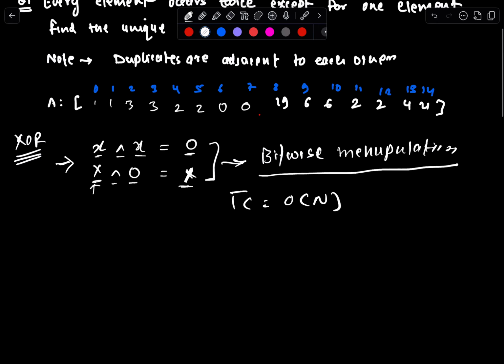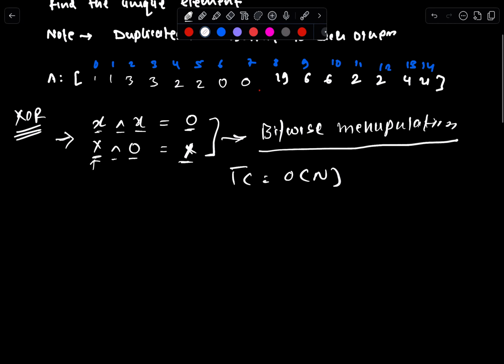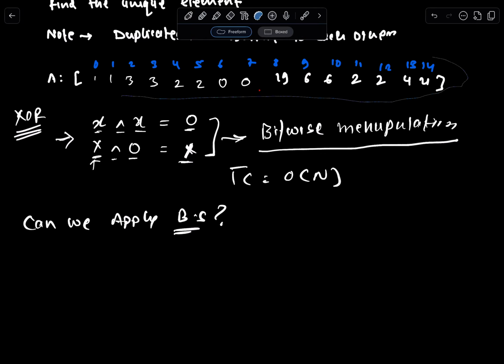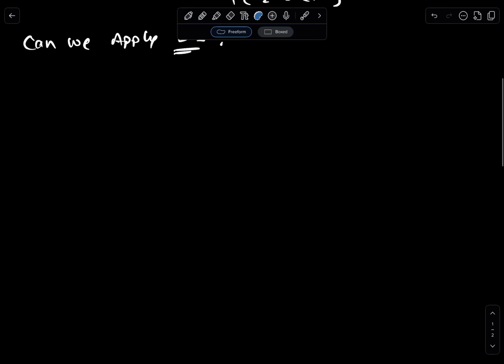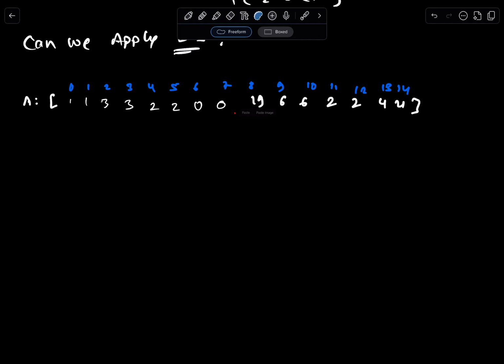We have seen the linear search where we have iterated every element. Now let's think about this: can we apply binary search here? As you can see, this array is not sorted. Let me copy this array. This array is not sorted. So just think about it: can we apply binary search here? We can. Why? Because we are studying binary search, right?